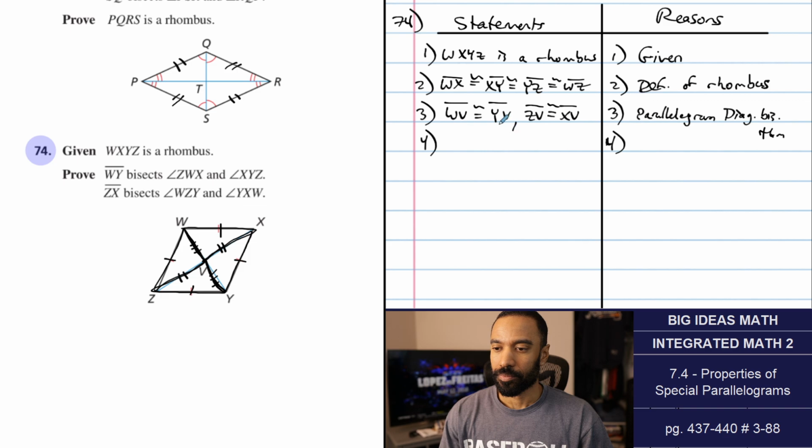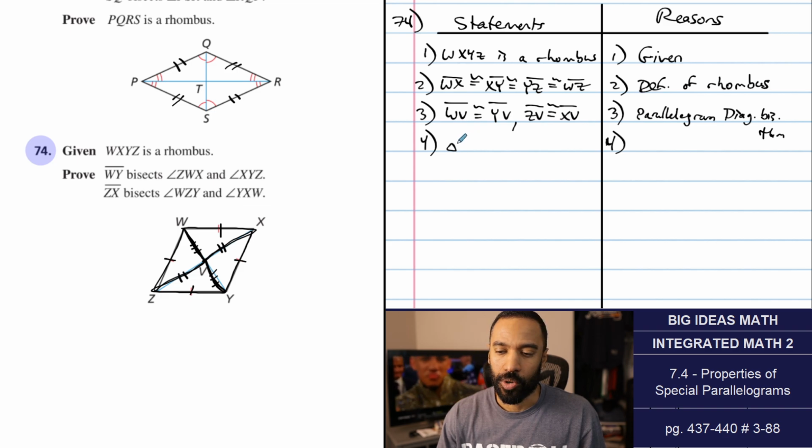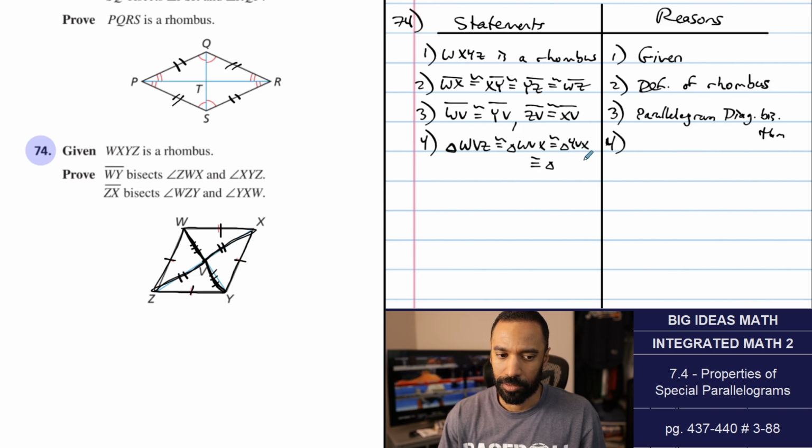All right, anyway. So here's the thing. All these triangles are congruent by side, side, side. Triangle WVZ, I'm going across the 3 and then the 2, is congruent to triangle WVX, is congruent to triangle YVX, is congruent to triangle YVZ.